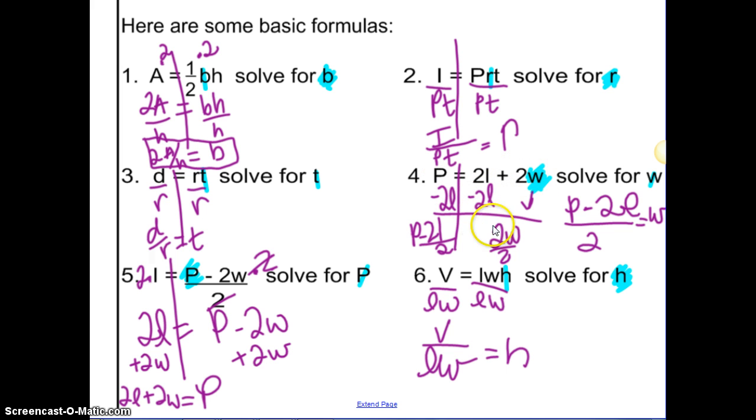So if I solve that, then watch this over here. Very interesting. This related to number 5. P minus 2 of the length. Drop down the 2w divided by 2. So this 2 goes into everything, not just the p. If you wrote that as 1/2 p minus 1l, you could do that, but you're all right leaving it like this. Number 5, 2 times the length plus 2 times the width equals p. And 6, the volume divided by the length and the width equals the height.